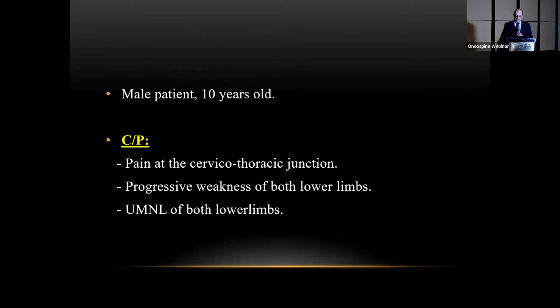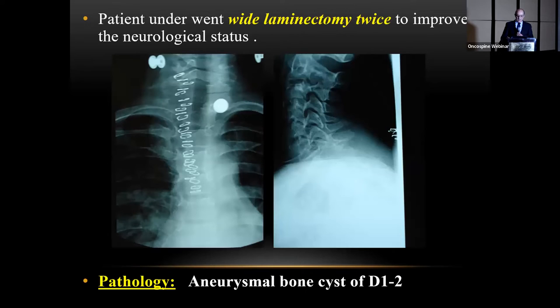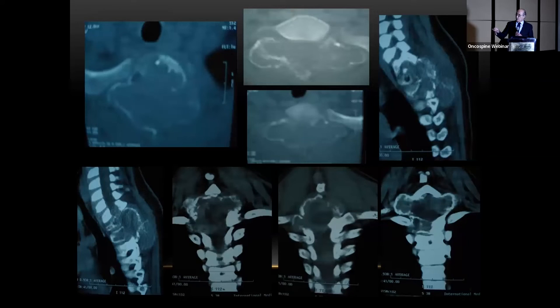This is a 10-year-old boy with pain at the cervicothoracic junction and progressive weakness of upper motor neuron type. Here, this big lesion at the T2 body extends posteriorly, as you can see. He was seen by one of our senior neurosurgeons at that time, who did laminectomy twice to improve his neurological condition. The pathology came up with aneurysmal bone cyst. It extended over time to T2 with good collapse of T1, and still the vacuoles and the big lesion of the posterior part of the spine. Of course, you can hardly see the spinal cord in these sections. That's the CT scan, you can see the vacuoles extending to T2. So what would you do?